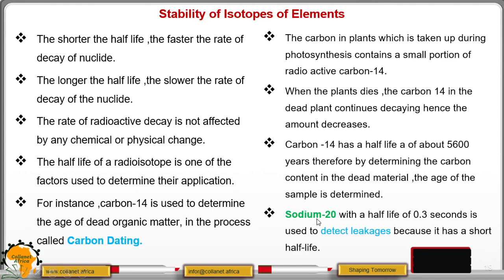For example, we also have sodium-20 with a half-life of 0.3 seconds. Look at this now. We are comparing carbon-14, which takes 5,000 years, and sodium-20, which takes just 0.3 seconds. Due to this smaller half-life, it is used to detect leakages. So we are saying that the half-life determines the application of isotopes. We have seen carbon-14 for carbon dating and sodium-20 to detect leakages.